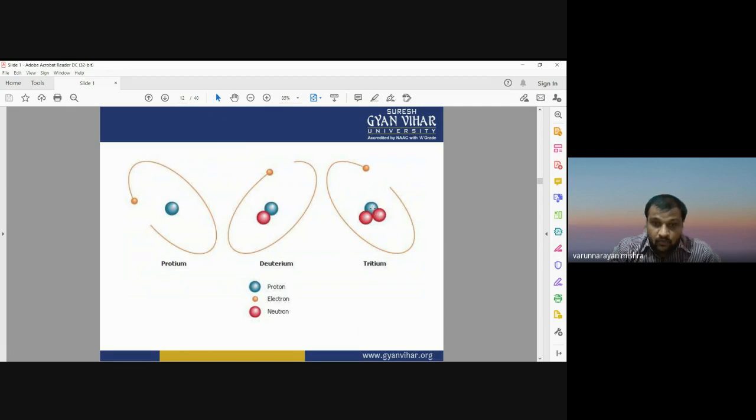Tritium has 1 proton and 2 neutrons. Here you can see the total is 3, so its atomic mass is 3 and its atomic number is 1. Atomic number means the total number of protons, and it has only 1 proton, with the electron revolving around the nucleus. This is the way you can represent the isotopes of any element in nature. Different elements have different numbers of isotopes depending on natural processes as well as artificial processes. Now moving to the next slide.